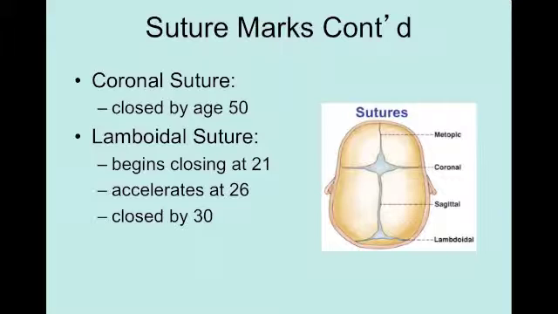The lambdoidal suture, which also goes across, but it's at the very back of your head, begins to close at 21. So if we see that, we can guess the age of a person. It goes faster at 26, and it's closed by 30. So we can use those sutures to figure out how old an individual is.